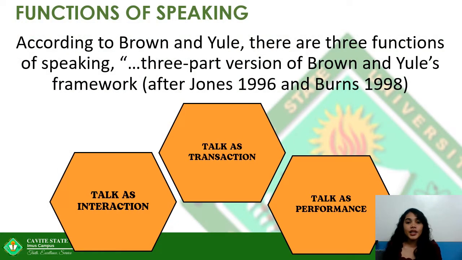Now, this is according to Brown and Buell. Okay? But this framework, this three-part version of Brown and Buell, is based on Jones in 1996 and Burns in 1998. So Brown and Buell categorizes the function of speaking into three. The first one is talk as interaction, talk as transaction, and then talk as performance.